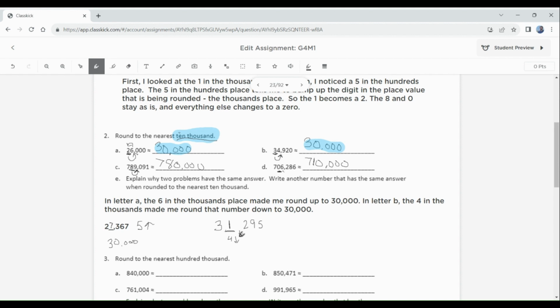31,295 would round down. Again, the real key here is what digit is going to go in this thousands place. That's either going to force you to round up or force you to round down.